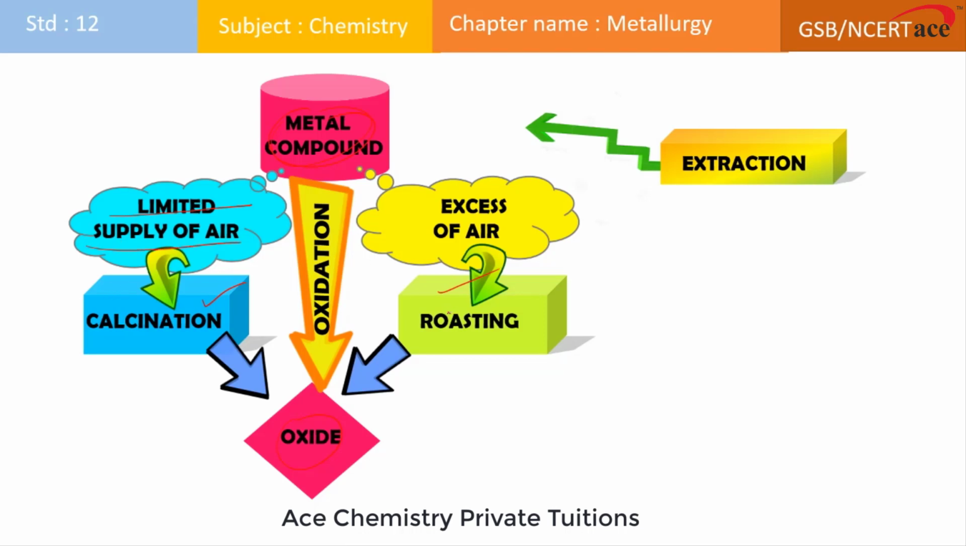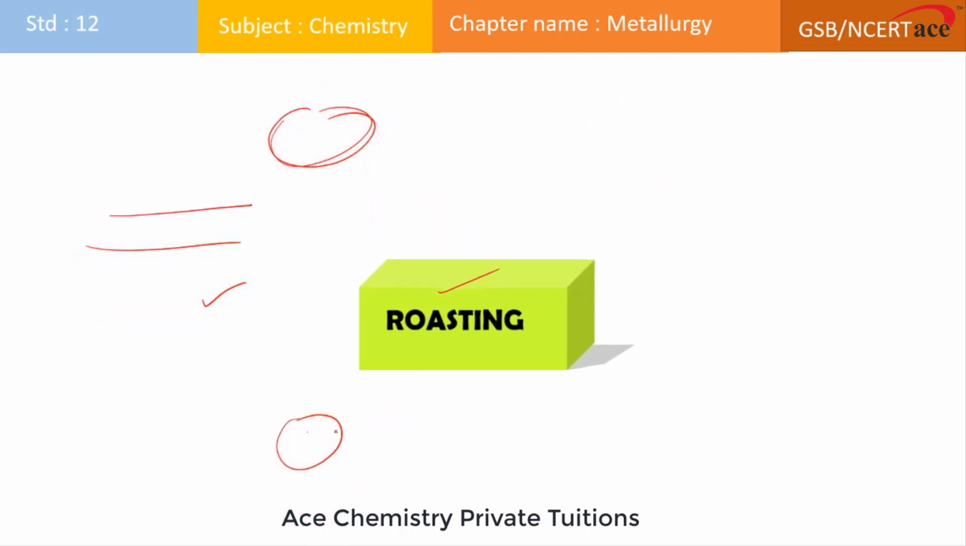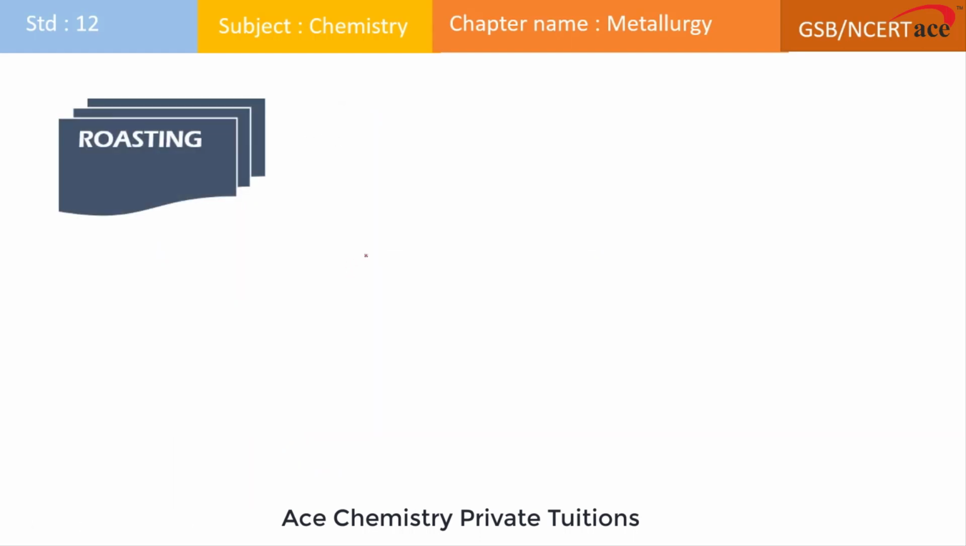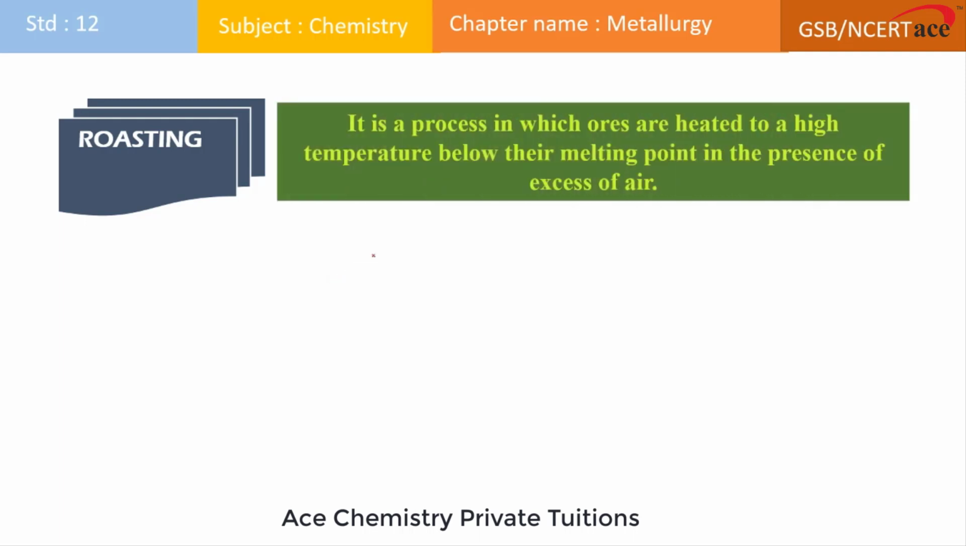Now let us understand the next step, that is what? Roasting. In case of roasting, in science generally it is applied to sulphide ore. If any metal is present in the form of sulphide, then we do the process of what? Roasting. Roasting is a process in which ore is heated to high temperature but below its melting point.